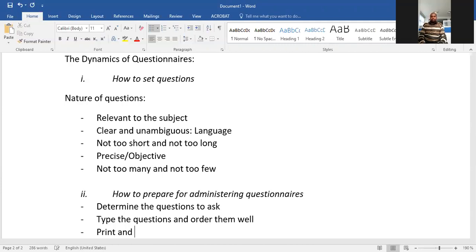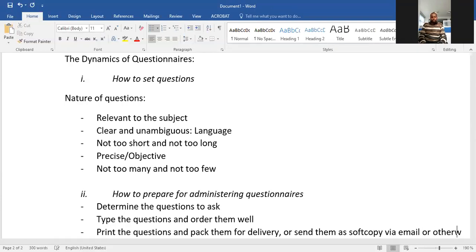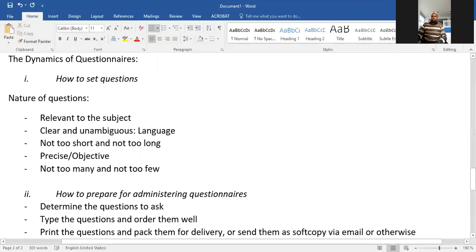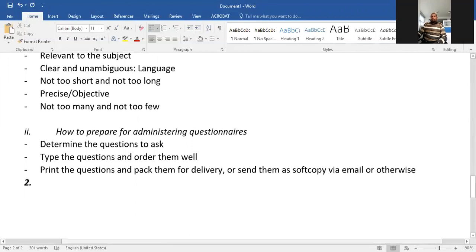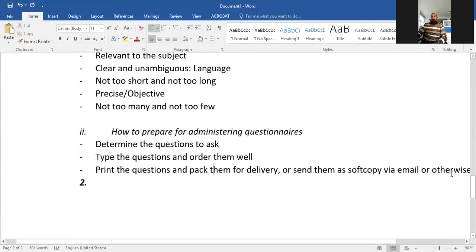Print the questions and pack them for delivery, or send them a soft copy, depending on how you have agreed with the respondent. Okay, or send them a soft copy via email or otherwise. Send them a soft copy by email or otherwise.